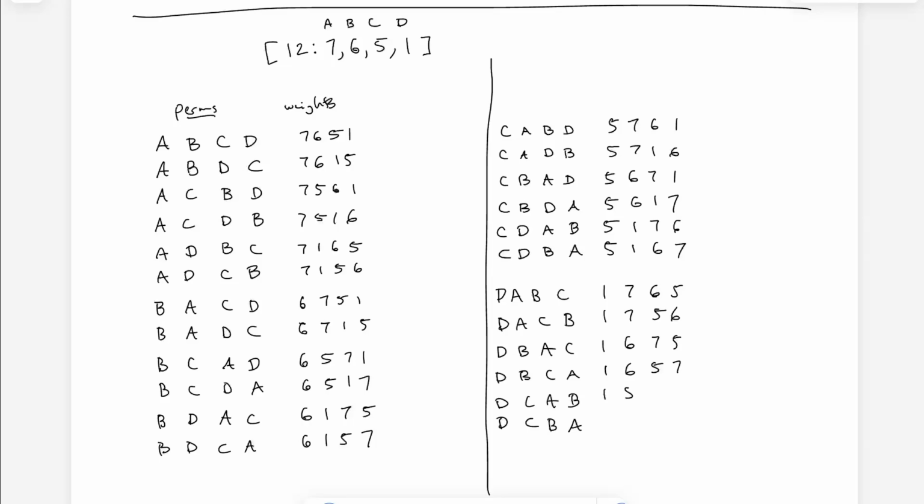C is 5, 7, 6, 1, 5. All right. I think I got them all, and I hope I didn't mess it up. And now we find for each one the pivotal.